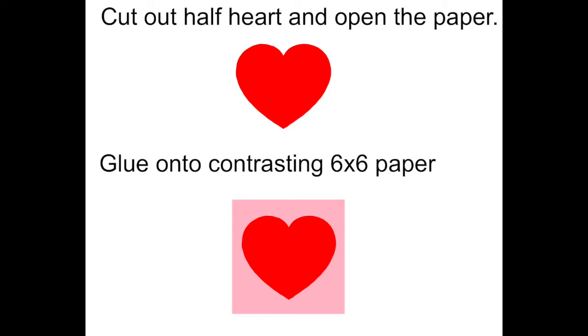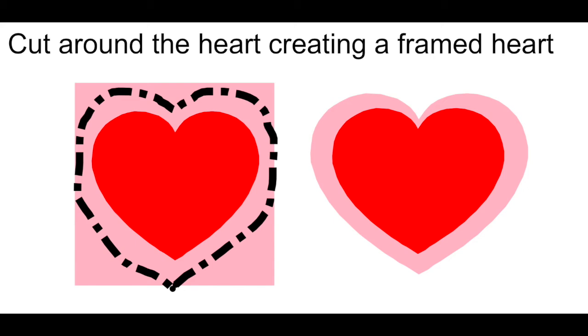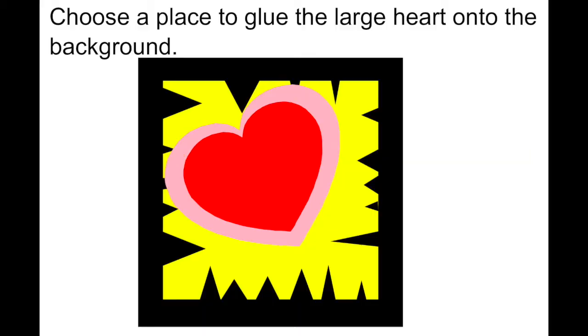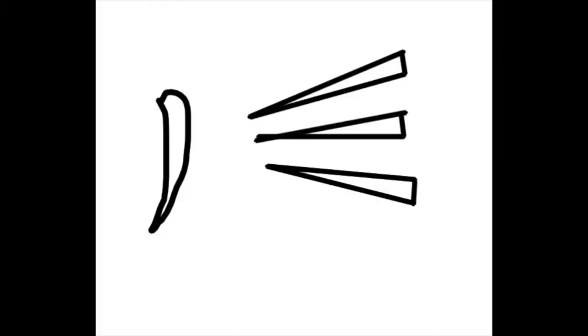Cut out the half heart and open the paper. You should have a whole heart. Glue that heart onto another color and cut around it, creating a framed heart. Arrange your heart onto the background and add as many as you have time for, and then cut out some glare marks and motion marks. Create an interesting composition with overlapping, and now you have your pop art. I wonder what colors you plan to use. Show me a picture as soon as you finish.